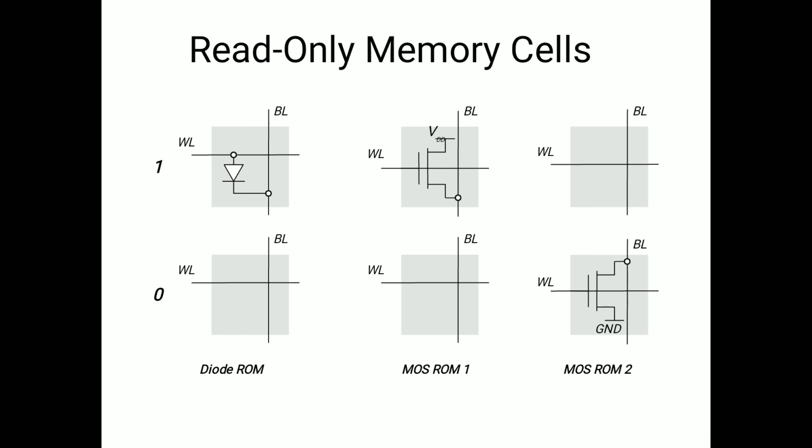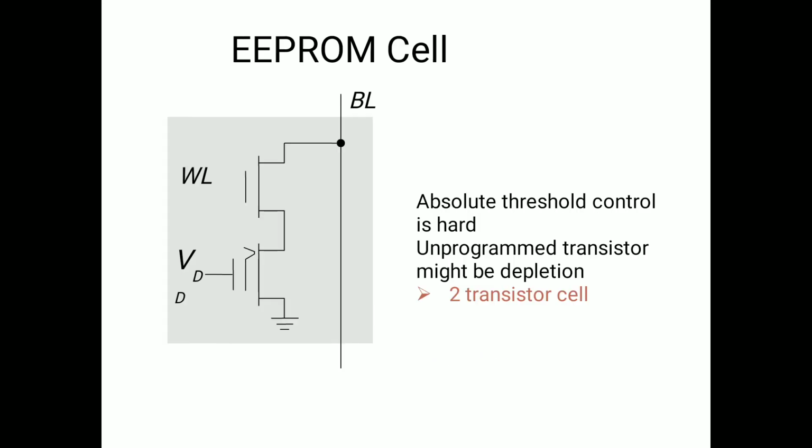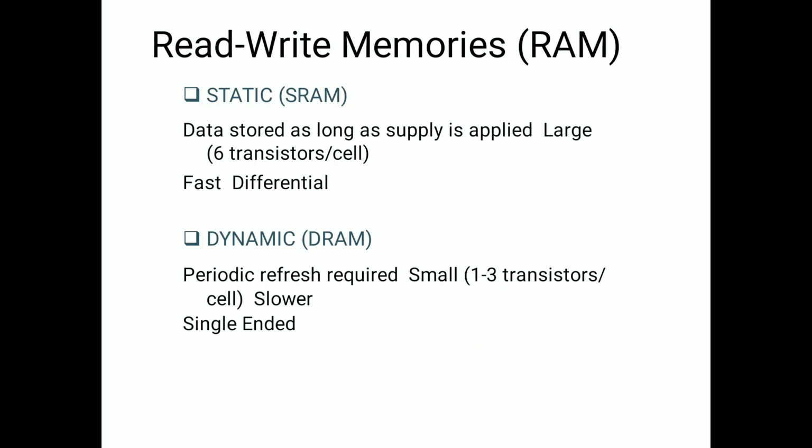This is the example for read-only memory. So this is the diode based ROM. The next one is a mask ROM. Next one is a mask ROM 2. Next one, it's an EPROM cell. So it's an erasable PROM. In ROM we cannot erase the memory, but in erasable PROM we can erase the data by using UV light.